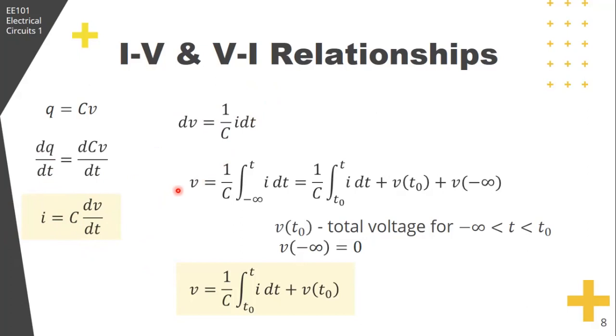If we integrate this, we have this expression. We'll integrate from negative infinity to a certain time to get the voltage at that certain time. We can split it up, so we have 1 over C, then from t sub o to t, plus v at t sub o, plus v at negative infinity. This is the total voltage from negative infinity, for the period greater than negative infinity but less than t sub o. So we just split it up.